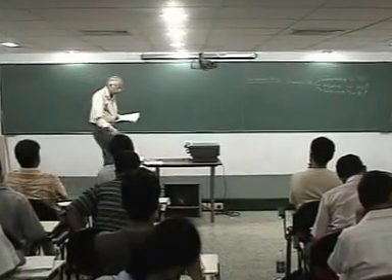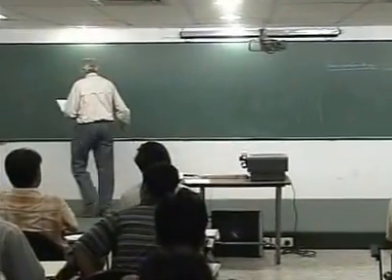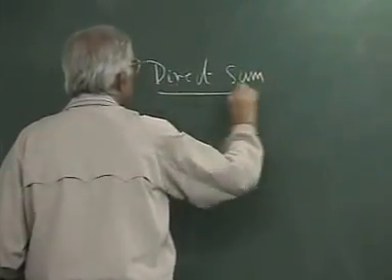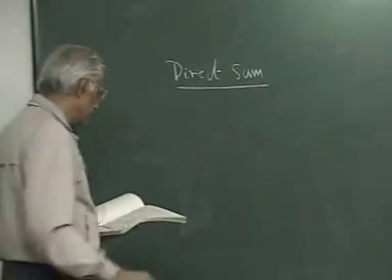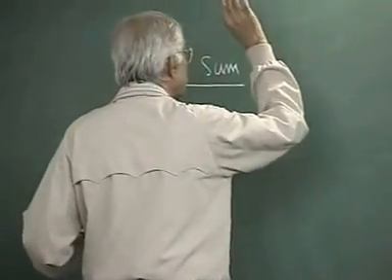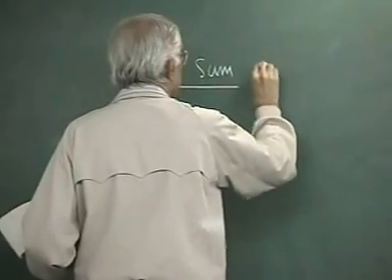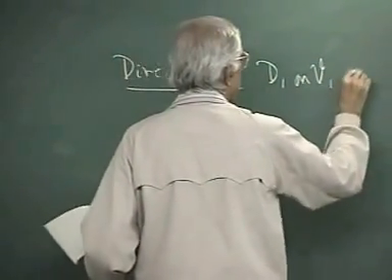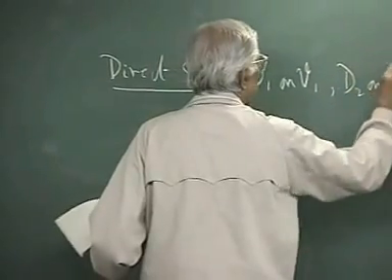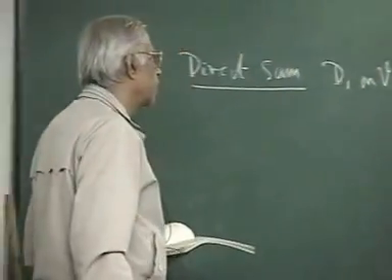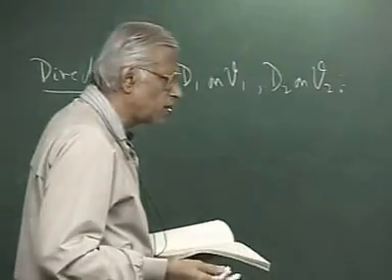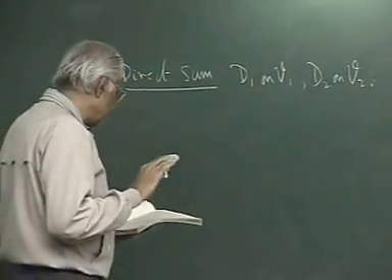Operations with group representations, which are very natural. The concept of the direct sum of two representations. So, the group is the same, capital G. You are given D1 on a vector space V1, D2 on a vector space V2. And we will assume both V1 and V2 are complex or both are real. So, they must be of the same nature.